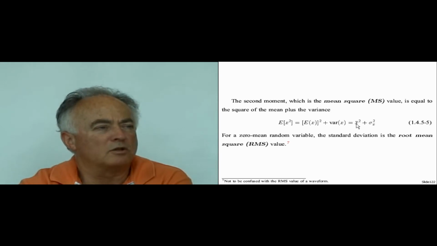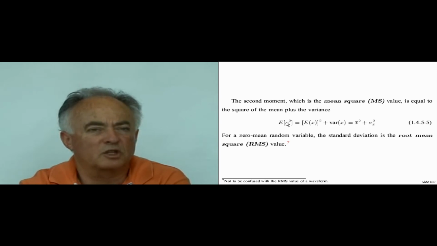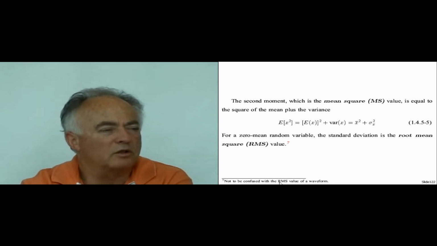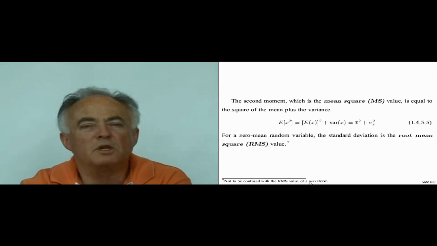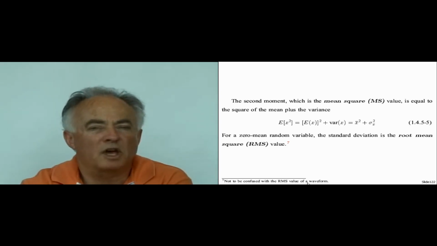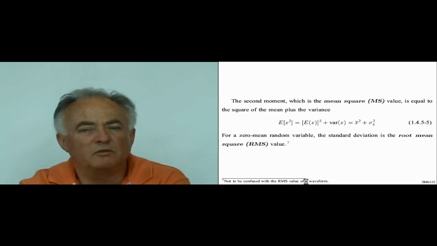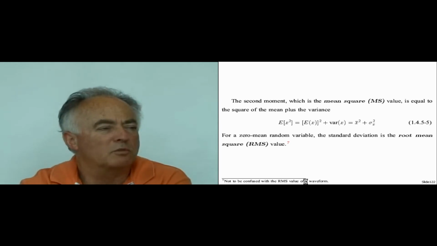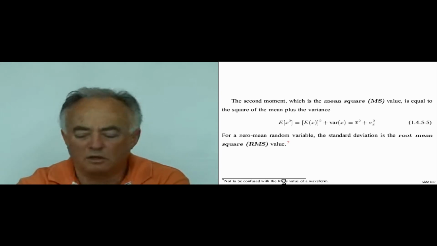Because this mean is zero, this is the mean square value, and the square root of this is the root mean square value. It's important not to confuse this with the root mean square value of a waveform, because here the mean is taken as a statistical average, an expected value, while in the RMS of a waveform the mean is taken as a time average, an integral over a period divided by the length of the period. So while the terminology is really the same, the two have significantly different meanings.